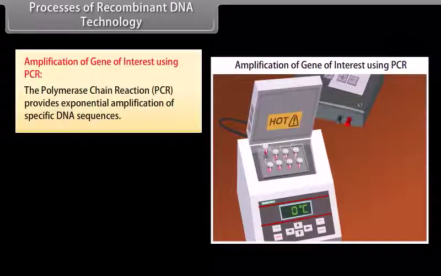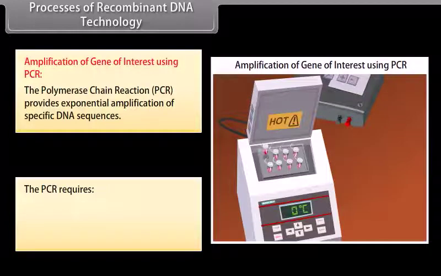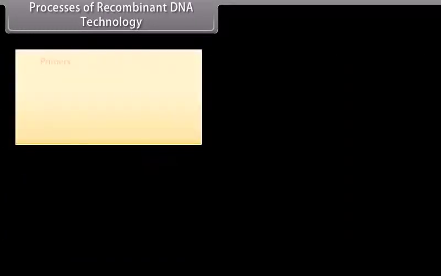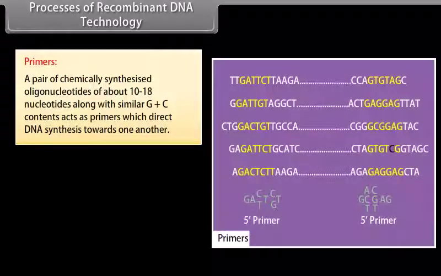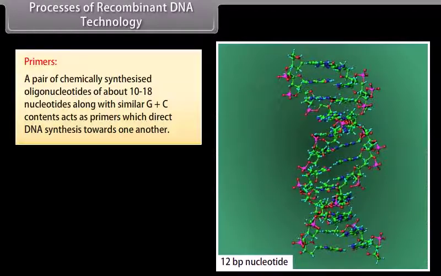Processes of recombinant DNA technology. Amplification of gene of interest using PCR. The polymerase chain reaction, PCR, provides exponential amplification of specific DNA sequences. The PCR requires a DNA template, any source that contains one or more target DNA molecules to be amplified. Primers, a pair of chemically synthesized oligonucleotides of about 10 to 18 nucleotides along with similar G plus C contents, act as primers to direct DNA synthesis towards one another.